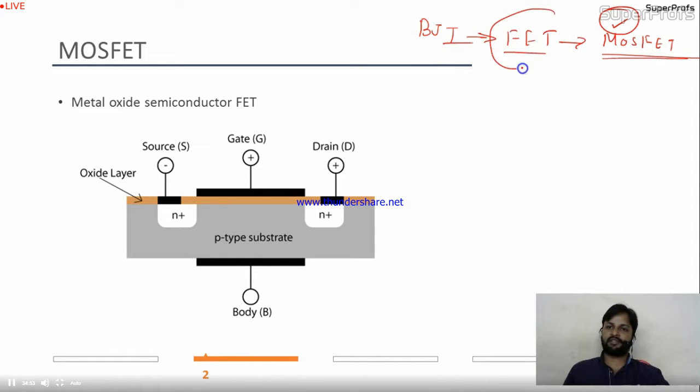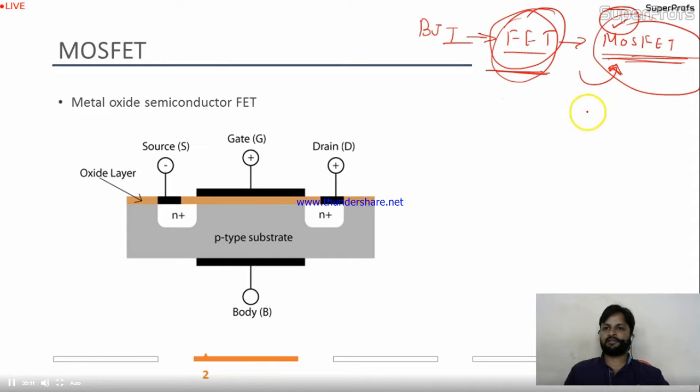Input resistance is high over here, and extra high here. Output resistance is high over here, and here also high. Thermal stability is good, and here also good in MOSFET. FET is bulky, but MOSFET is very simple to construct. This is like BJT, this is like FET, and this is like MOSFET. Now you can easily understand what the MOSFET is.